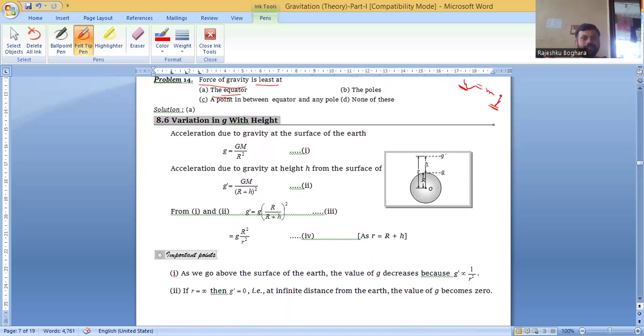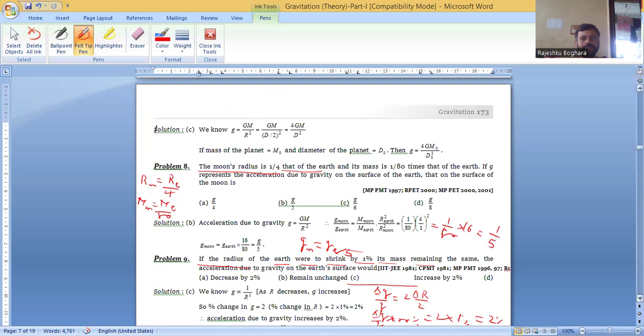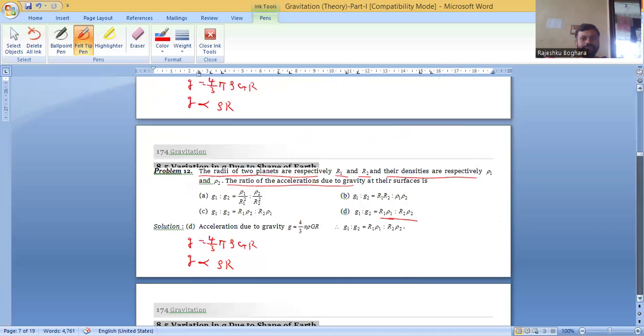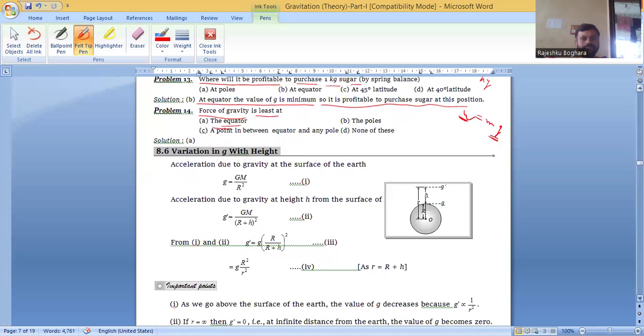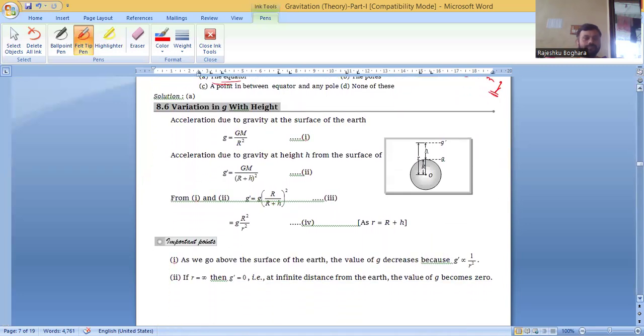Now variation in g with height. Acceleration due to gravity at the surface of the earth: g equals GM upon R squared, equation number 1. Acceleration due to gravity at height h from the surface of the earth.